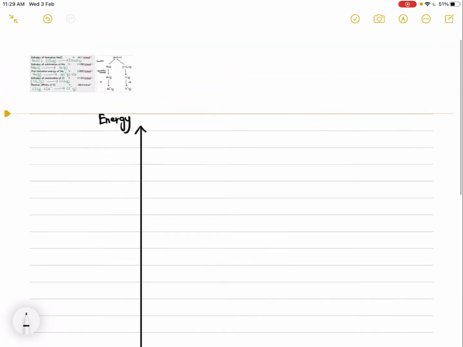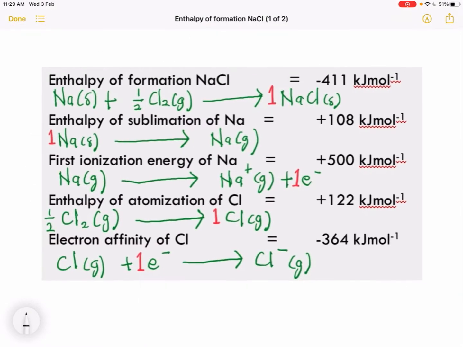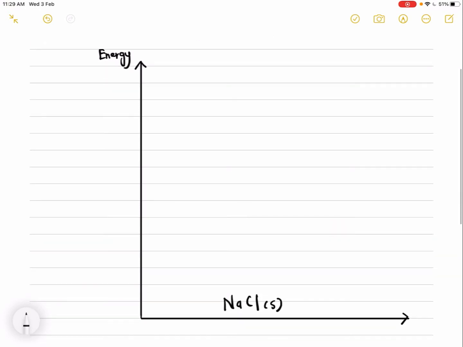Alright, now, according to our planning just now, you have to start your Born-Haber energy cycle or energy level diagram with enthalpy of formation. By looking back at this equation for enthalpy of formation, you can see that this reaction will form 1 mole of NaCl solid. So the equation will start from the elements to form NaCl. And since this enthalpy of reaction is negative 411 kJ per mole, this reaction having negative enthalpy will be drawn as pointing downwards in our energy level diagram.